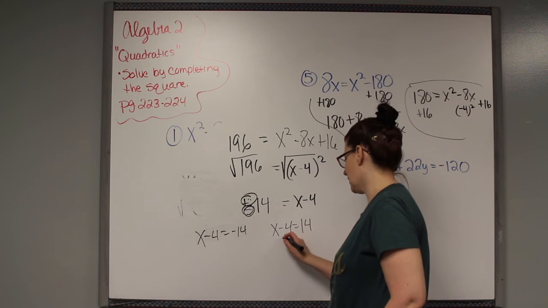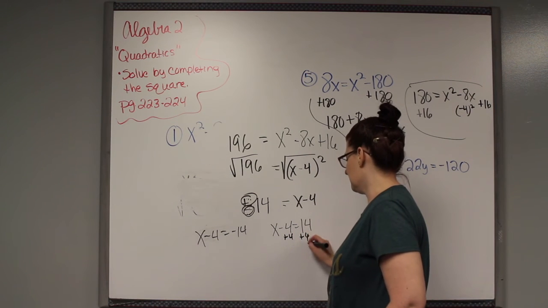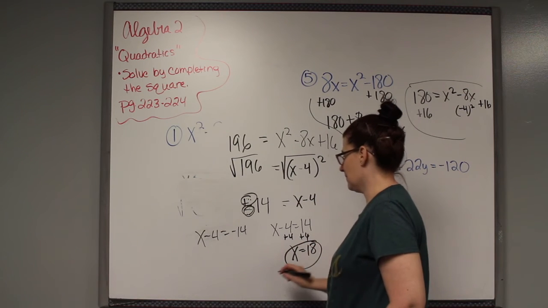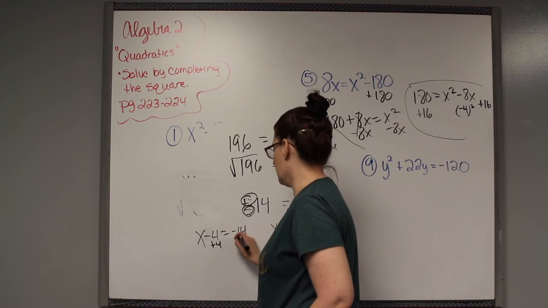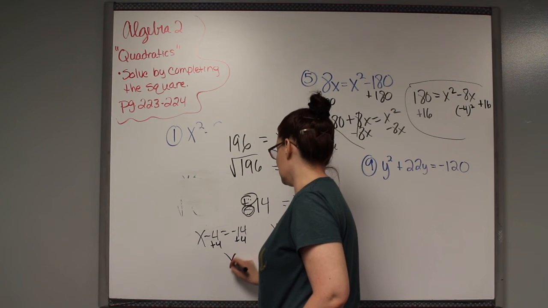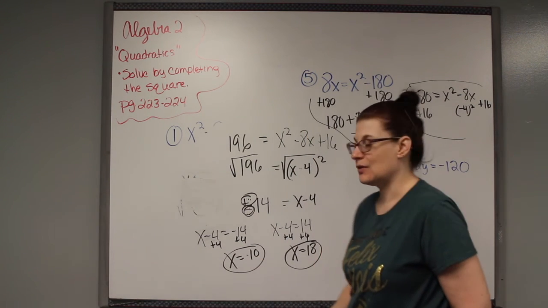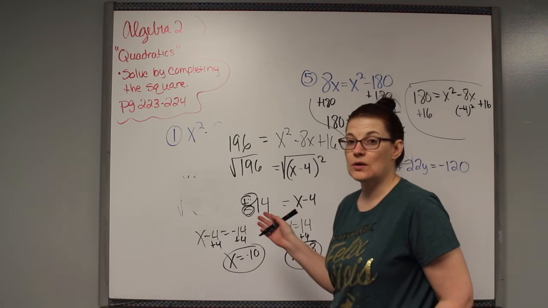Add 4. X equals 18 right there. Add 4. X equals negative 10 right there. And we're done. Okay? So I'm going to show you one more.